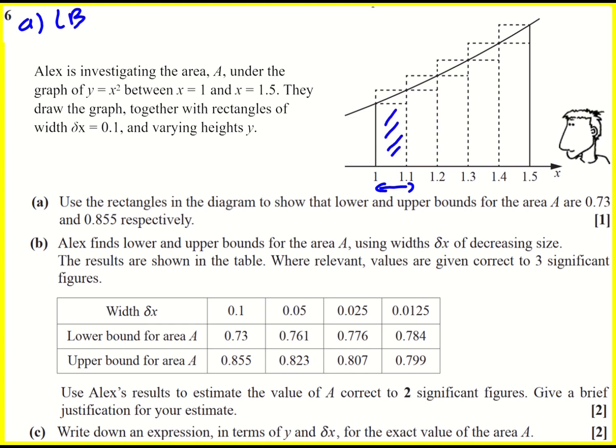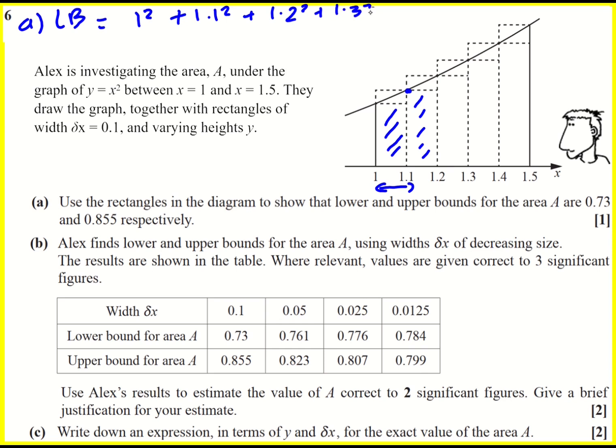So this rectangle here, for example, will be 1 squared times 0.1. And if I add it to this one, that would be 1.1 squared times 0.1, because the height is in line with the 1.1. And what I can do is just add all of these up, to be honest, and then times by 0.1 at the end.